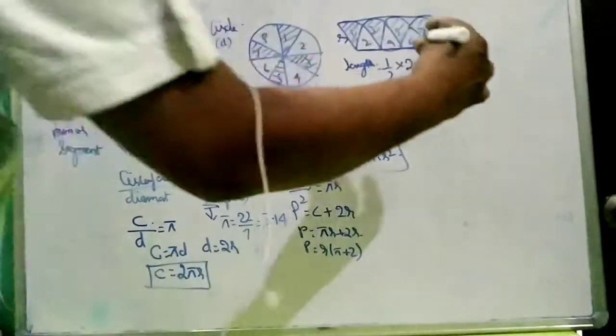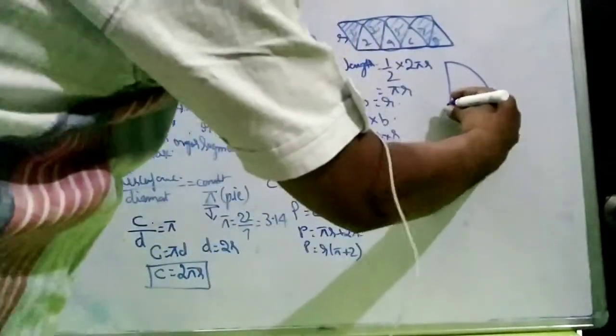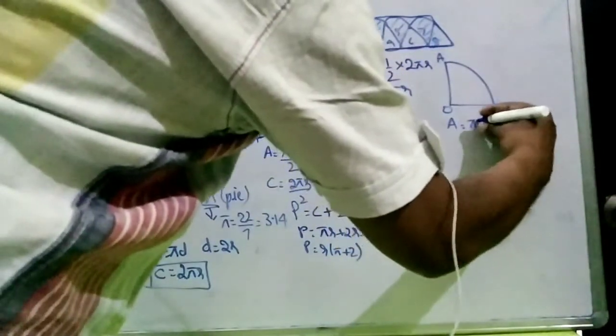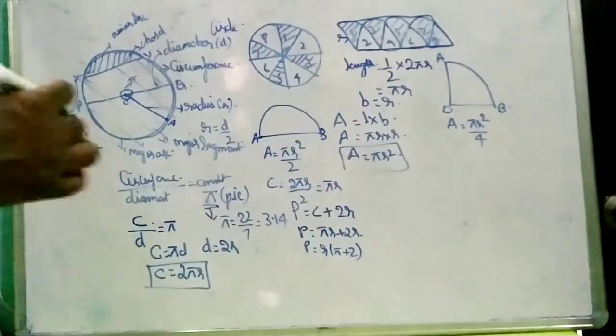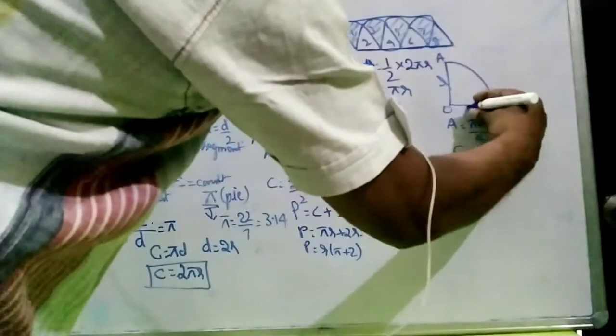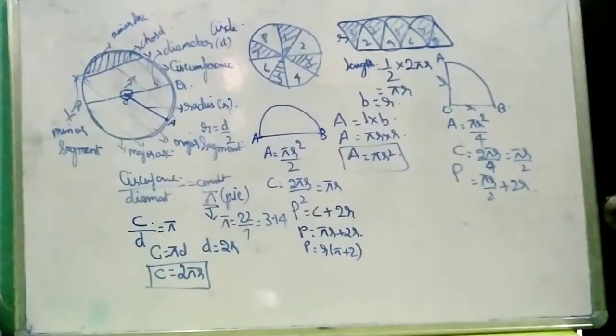Even if you divide a quarter circle, this is a quarter circle OAB. So what will be the area? It is 1/4 of the complete circle. Circumference again 1/4, 2 pi r upon 4, so it will become pi r upon 2. Whereas the perimeter is again, this is r, this is r, so it will become pi r upon 2 plus 2r. This will be the perimeter.